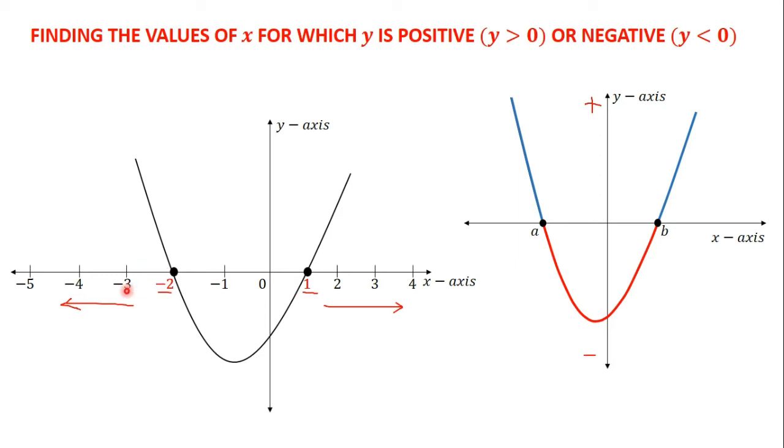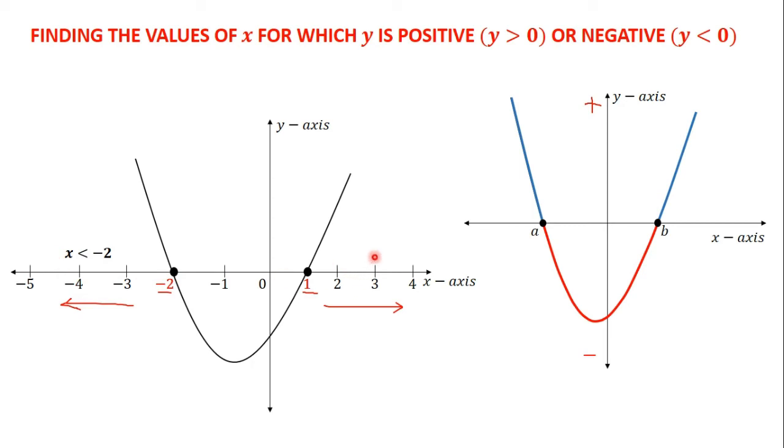than -2. We have -3, -4, -5. If you continue, we have -6, -7, and so on and so forth. So on this side of the x-axis, the x values are less than -2. So using -2 as our reference point, we can say that the x values here are less than -2.